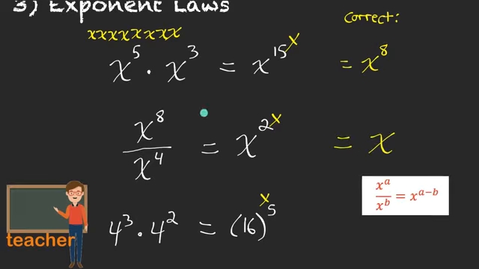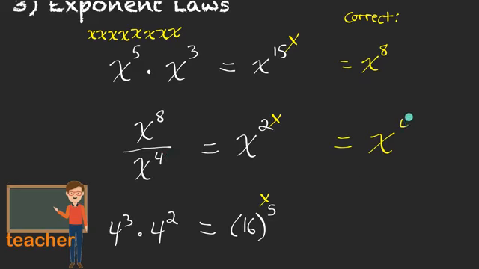If we look at the second one, dividing powers with the same base, yes, you keep the same base, you did that well, but we have to subtract the exponents, not divide them. 8 minus 4 is 4.